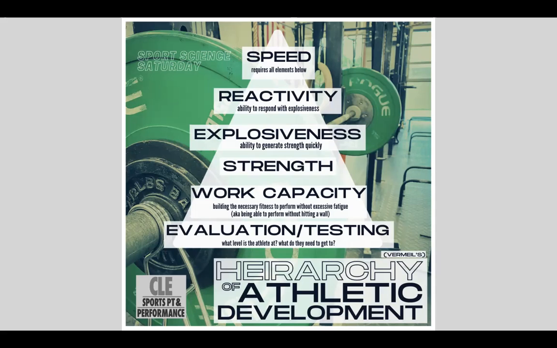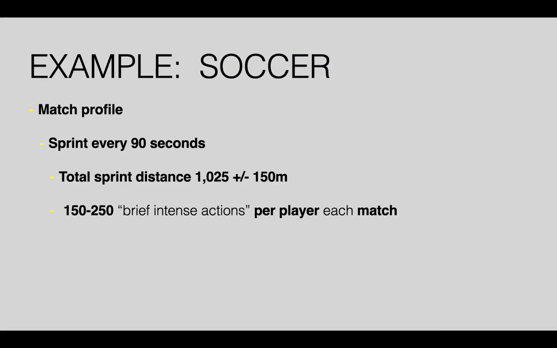Then the next piece of this is we build the necessary fitness on top of that, the individualized fitness plan. Then we move up into strength, explosiveness, reactivity and speed. I'm going to go over each of these. Each level builds on the next one. Just as an example, and you don't need to know this, this is a sample of a needs analysis that I've done for soccer players. There's data out there about all sports, so this information is out there and you can find it for whatever you need to prepare for yourself.